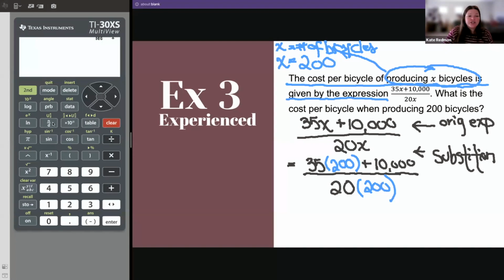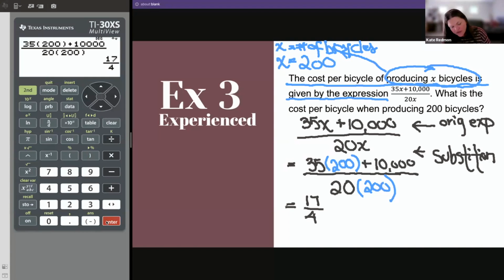Type the entire expression into your calculator by first hitting the fraction bar. Should be a nice horizontal line, just like I have. If yours is at an angle, it's diagonal. Go change your mode to math print mode. And then I'll type up top 35 times 200, close parentheses, plus 10,000, arrow down, and do 20 times 200. And now I get this interesting answer, 17/4.